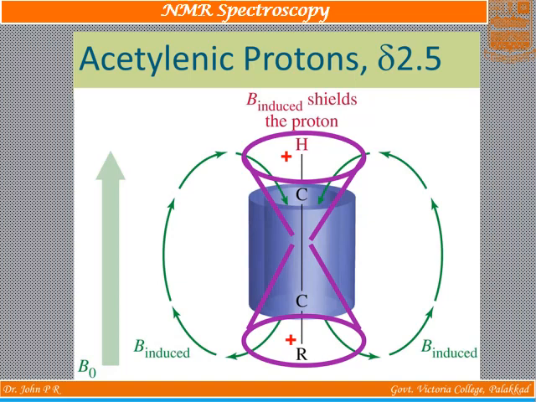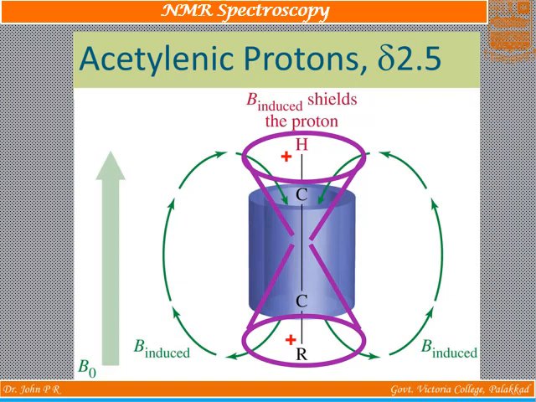But the actual observation is just opposite to that. It is not that much de-shielded. We can explain this with the help of the symmetry of the molecule. Acetylenic systems have cylindrical geometry.